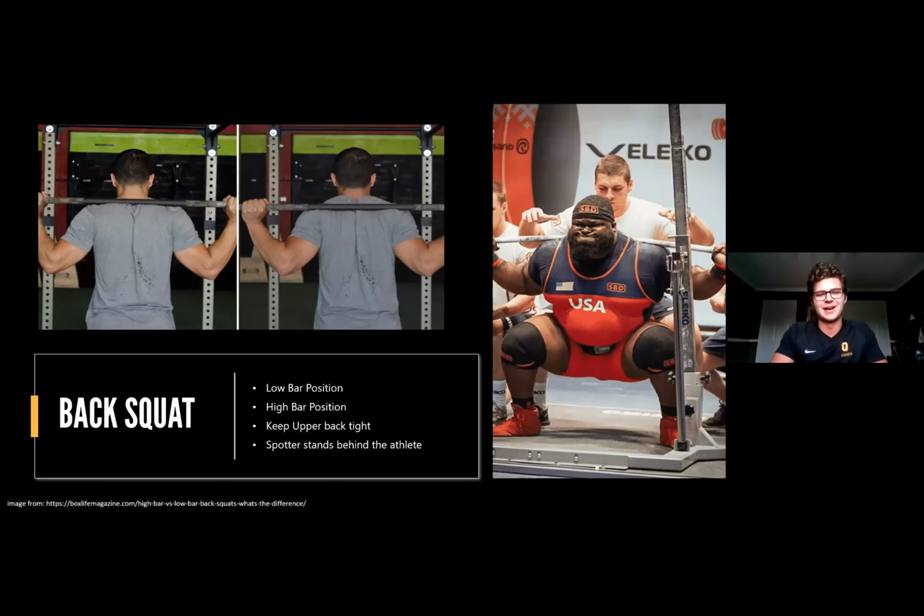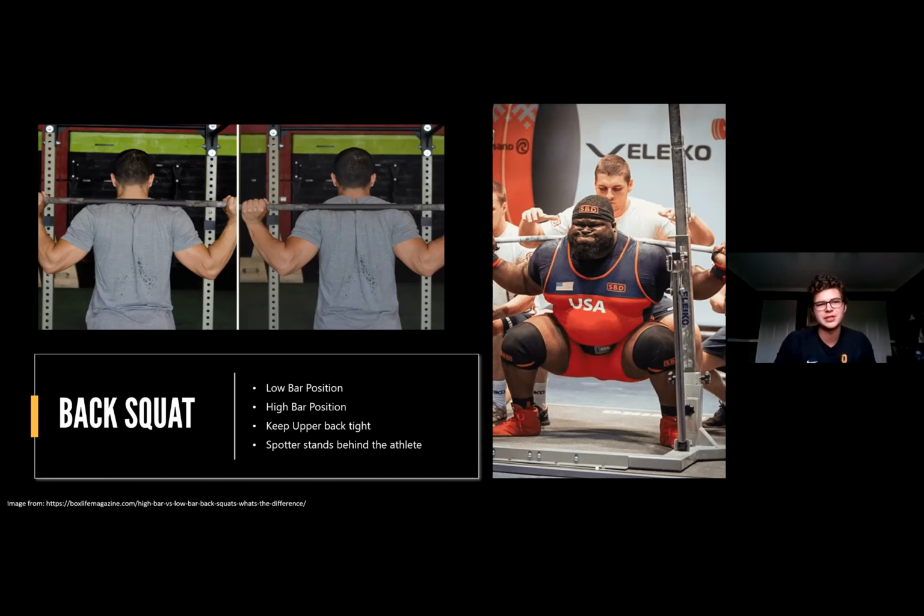So next is the back squat. Here again, there are two different positions that we can use. The high bar position, on the left-hand side of the screen, where the bar is above the posterior deltoid at the base of the neck, and the hand grip is only slightly wider than shoulder width. And then the low bar position, where the bar is at the middle of the trap, and the hand grip is a little bit wider than the high bar position, so it's spread out a bit more.